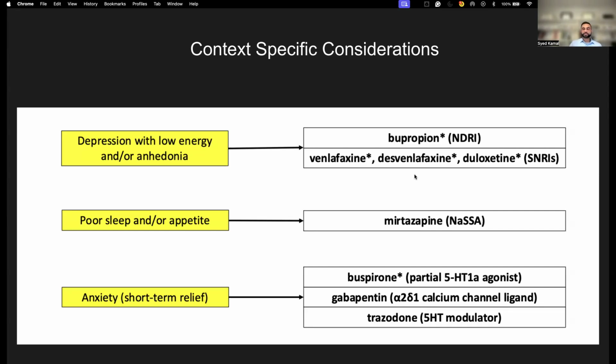There are some context-specific considerations. So if you have a patient that has both depression and low energy, very diminished motivation, you want to pick more of an activating antidepressant. So that's where something like a bupropion, which works on norepinephrine and dopamine, or an SNRI. So in addition to the serotonin, which can be helpful for mood and anxiety, now they're getting that norepinephrine. Now they're getting that adrenergic stimulation. So it's helping with that energy.